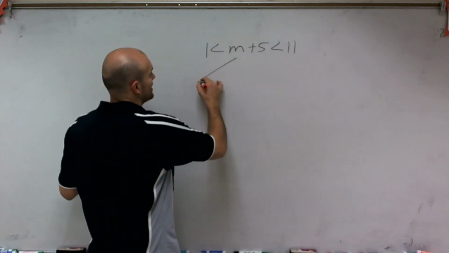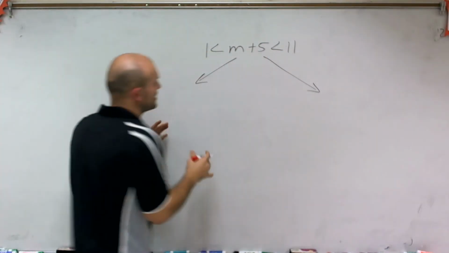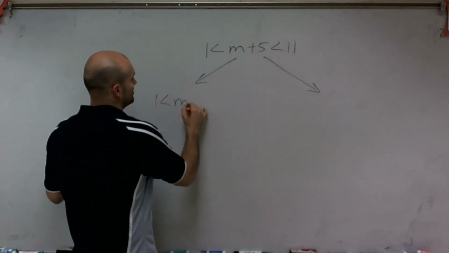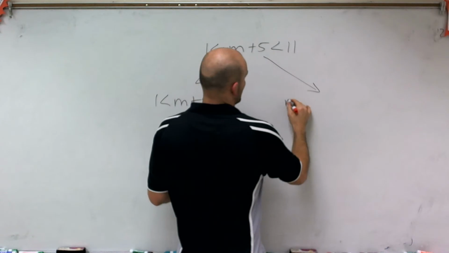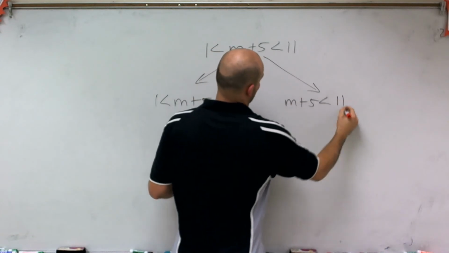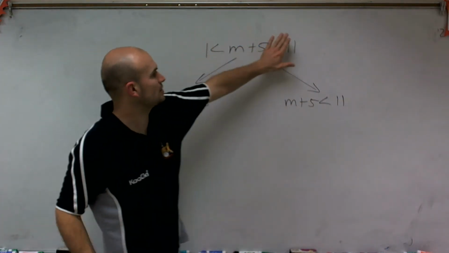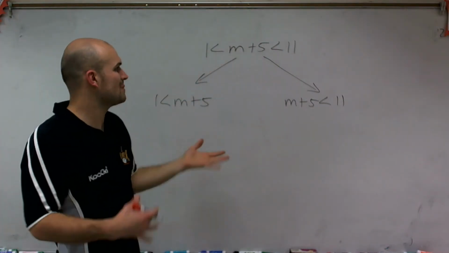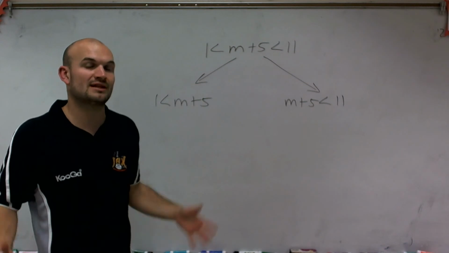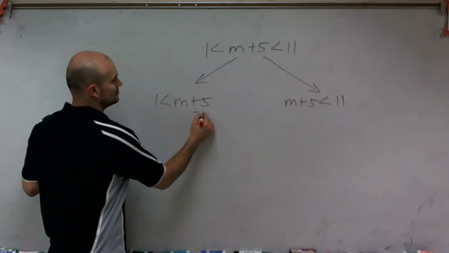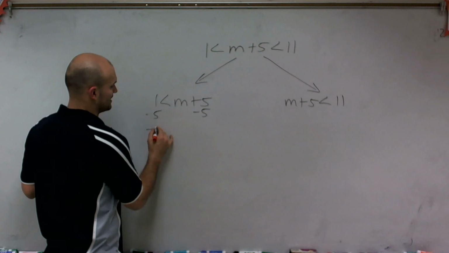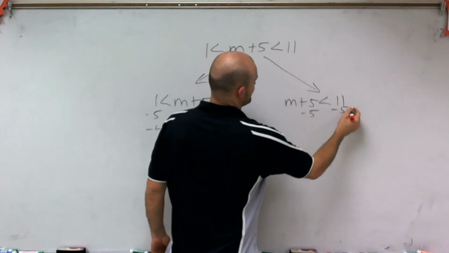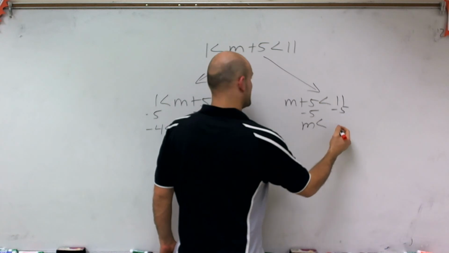The first thing I like to do with my students is show them both inequalities. The first inequality is 1 less than m plus 5, and then m plus 5 is less than 11. I simply covered up one side and wrote that inequality, then covered the other side and wrote that inequality. Now I'm going to solve and graph them separately and then bring them together. To isolate our variable, I subtract 5, and I say negative 4 is less than m. Subtract 5, and I have m is less than 6.